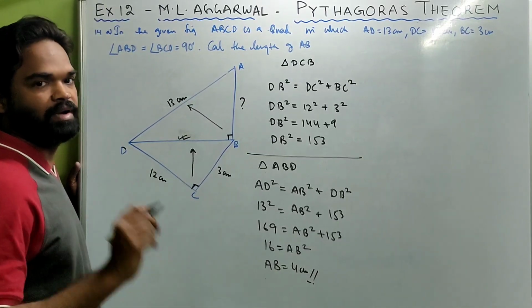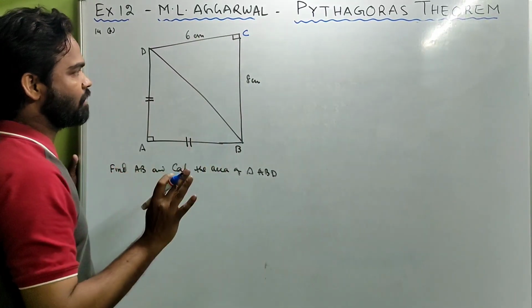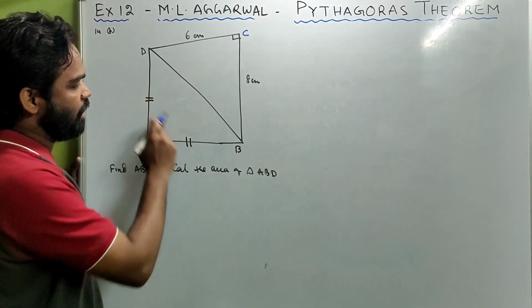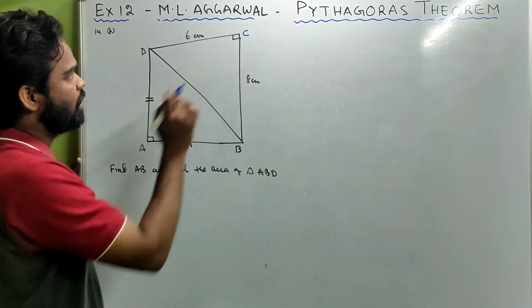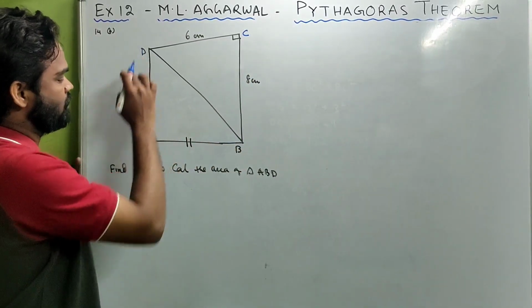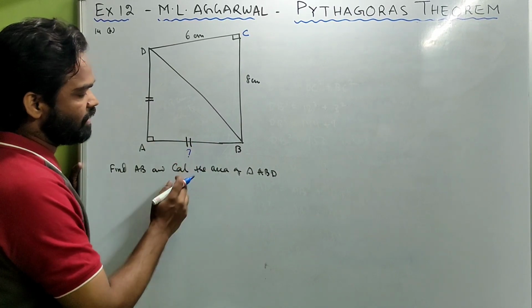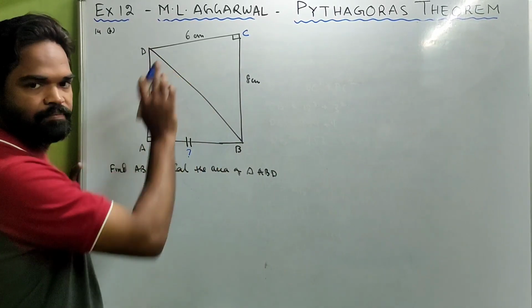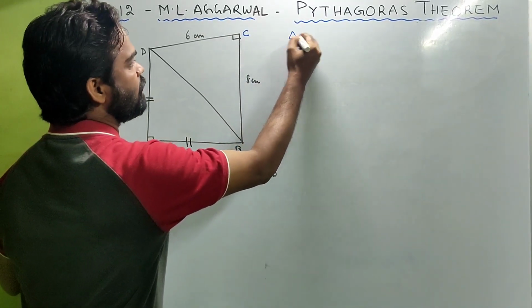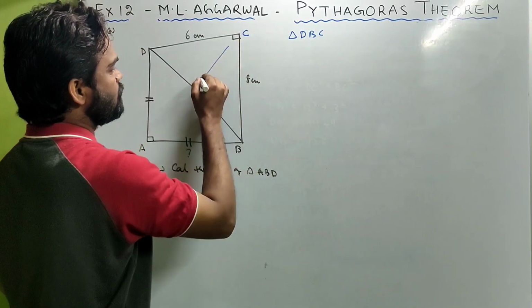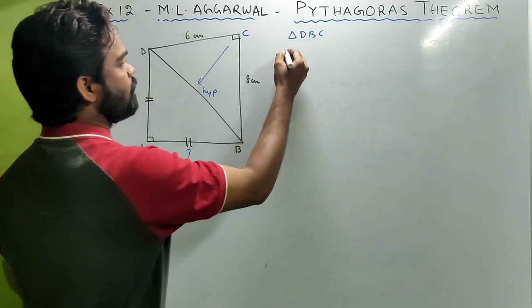Now let us look at the next sum. Now look at 14b. ABCD is a quadrilateral in which AB and AD are equal. They have given DC is 6 centimeter, BC is 8 centimeter, and angle DCB and angle DAB are 90 degree each. They have told us to find AB and calculate the area of triangle ABD. Very easy. First of all, look at triangle DBC. Triangle DBC. This is 90 degree. So this is your hypotenuse. DB is your hypotenuse. We'll find DB.